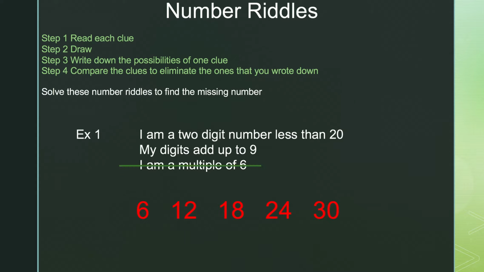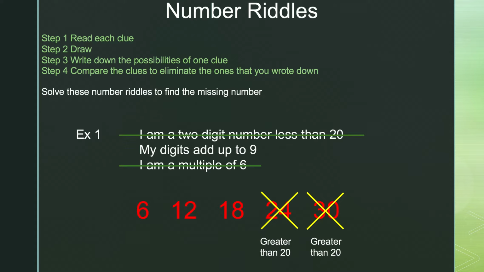Now you can use any clue you want, but I've eliminated these two numbers, and the reason why is both of these numbers are greater than 20. Okay, so now we can eliminate clue 1, which we already used, and clue 3. Now you can just use the last clue, and we can eliminate 6 and 12 because 6 plus 0 does not equal 9, and 12, 1 plus 2 does not equal 9. So we can go ahead and eliminate that clue, and my final answer is 18.